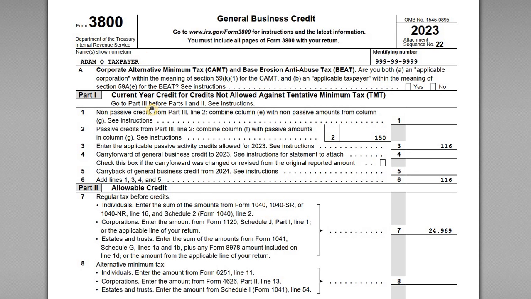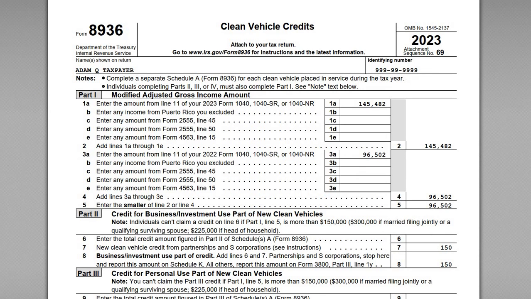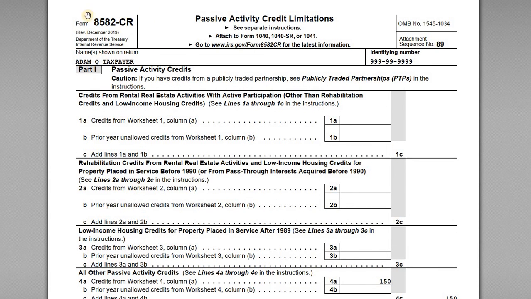We've got the 3800 in the return, and the 3800 is required because when you have the clean vehicle credit and it's attached to a business use vehicle, it becomes a general business credit on Form 3800. And then we've also got the 8936, of course, and then lastly we have the 8582 CR, which is used to compute passive activity credit limitations. This form also has a number of worksheets, which we'll cover as well.